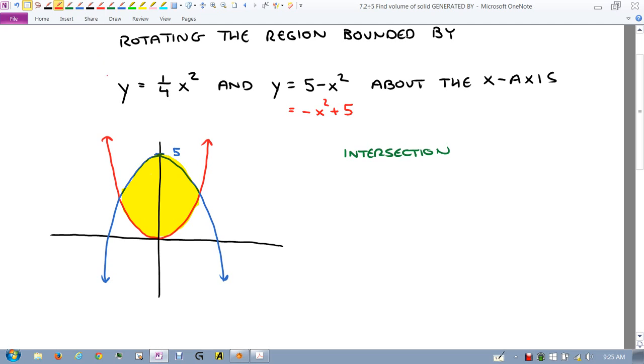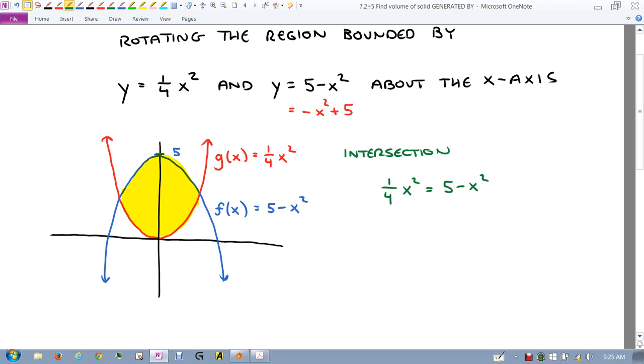Maybe we should label the curves. I'm going to label the blue one f because it's on top. I'm going to label the red one g. Make sure that I know which is which. Okay, and the intersection, how do we find the intersection of those two functions? Set them equal to each other, right? So I'm going to take 1/4 x squared, set it equal to 5 minus x squared.